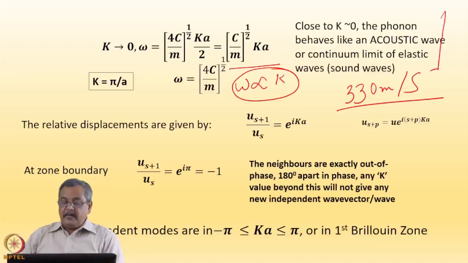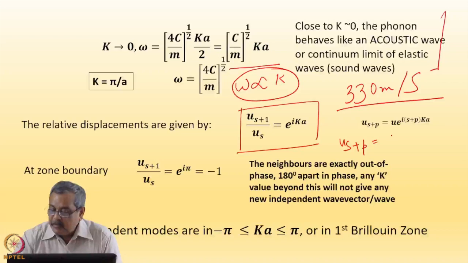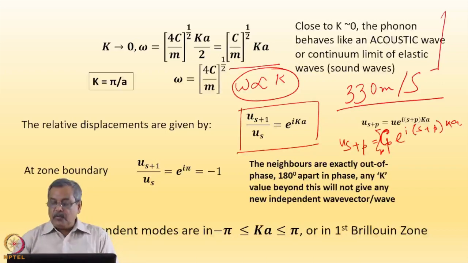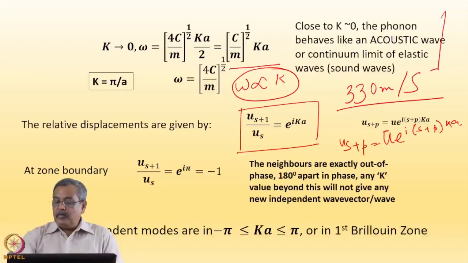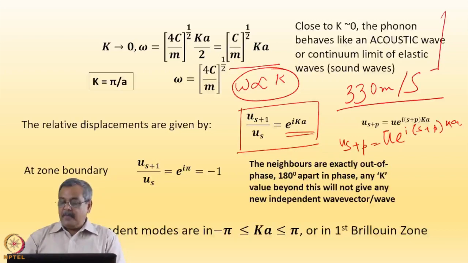Now, another interesting thing is that, let us consider the relative displacements of the neighbors. From our solution, u_{s+1} by u_s is equal to e to the power ika, because we wrote the solution as u_{s+p} equal to C e^{i(s+p)ka}, and this was C_p, and it was a sum over p. So that's what we wrote earlier. So now when I do that, the ratio of u_{s+1} and u_s is e to the power ika. And when we use this value, consider the boundary of the first Brillouin zone.